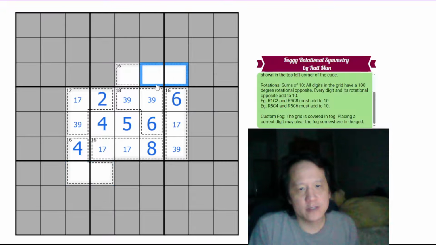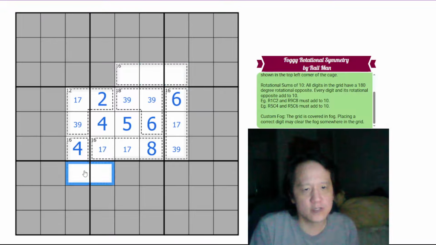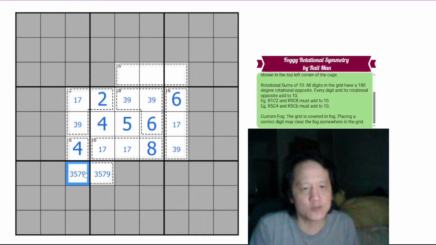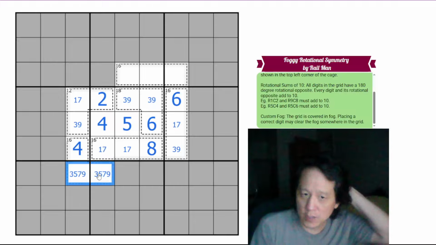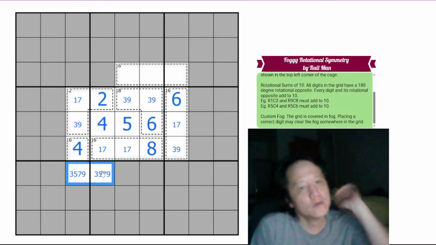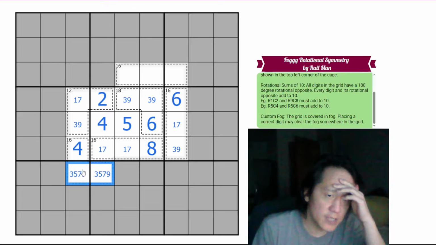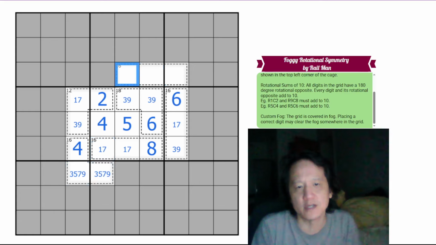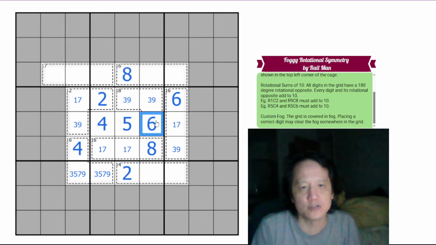That means these must add up to 8. Because, so 4, this is either 3, 9 or 5, 7, but these guaranteed add up to 12. This adds up to 10 with that. This adds up to 10 with that. So these add up to 20 total. So this must add up to 8, which forces this to be an 8. So that's 8, which forces this to be 2.